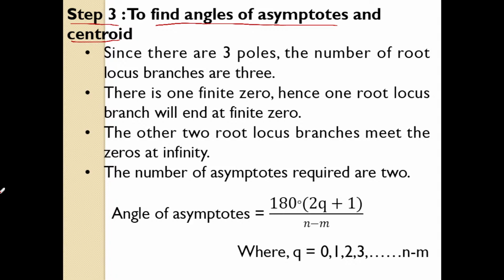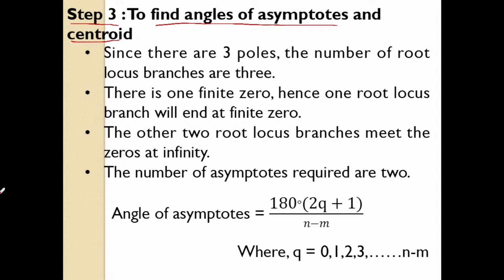180 into (2q plus 1) by (n minus m), where n is the number of poles. So n value here, number of poles are 3, n equal to 3. Number of zeros is only 1, therefore m equal to 1. Here n minus m, 3 minus 1, you will get 2.